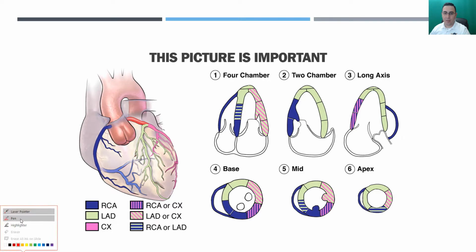So let me go here. I'm going to use a pen. So this is the way I think for my students, they are able to understand this a little bit better, because I know it's confusing and hard to remember. But I always do the following. I say, hey, let's use numbers first. We're going to begin at the level of the base, right here. Those are short axis views. And we're going to say this is segment number 1.